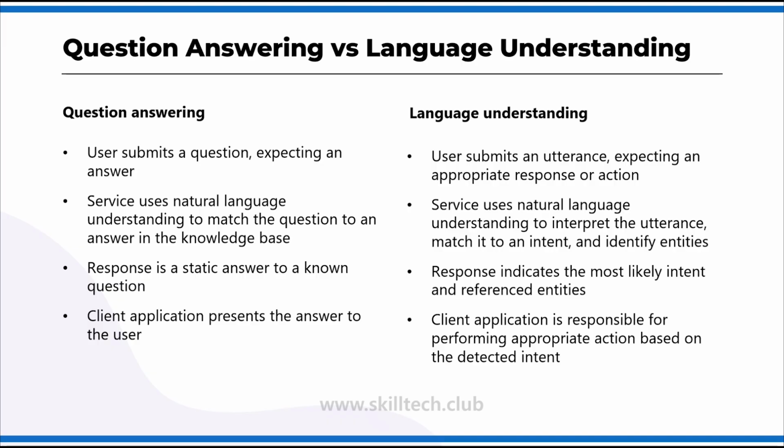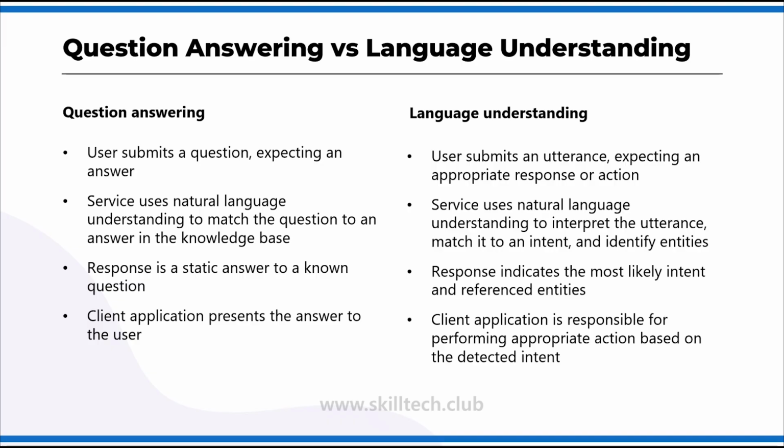On the other hand, we have language understanding, in which users submit an utterance, expecting an appropriate response or action. Now, the utterance is nothing but the statement which the user is going to speak or write. And then based on that input, we are expecting an appropriate response or maybe some kind of action. Services are going to use natural language understanding to interpret the utterance and then match it to a specific intent. And then there are chances that with that intent, there are some entities associated with it, so it's going to identify the entities also. If you're not able to understand these things right now, just wait for some time. I'm going to show you this with an example and then you will understand that.